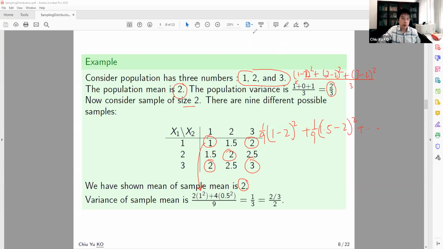And then there will be 4 of them, which is different from 2 by 0.5, so the 4 of them. And you calculate this, right? It's 2 times ... plus 1 over 9, okay? So it's 1/3. And 1/3 we write as 2/3 over 2, right? 2/3 is actually sigma, okay? Over 2, which is n, sigma square over n.